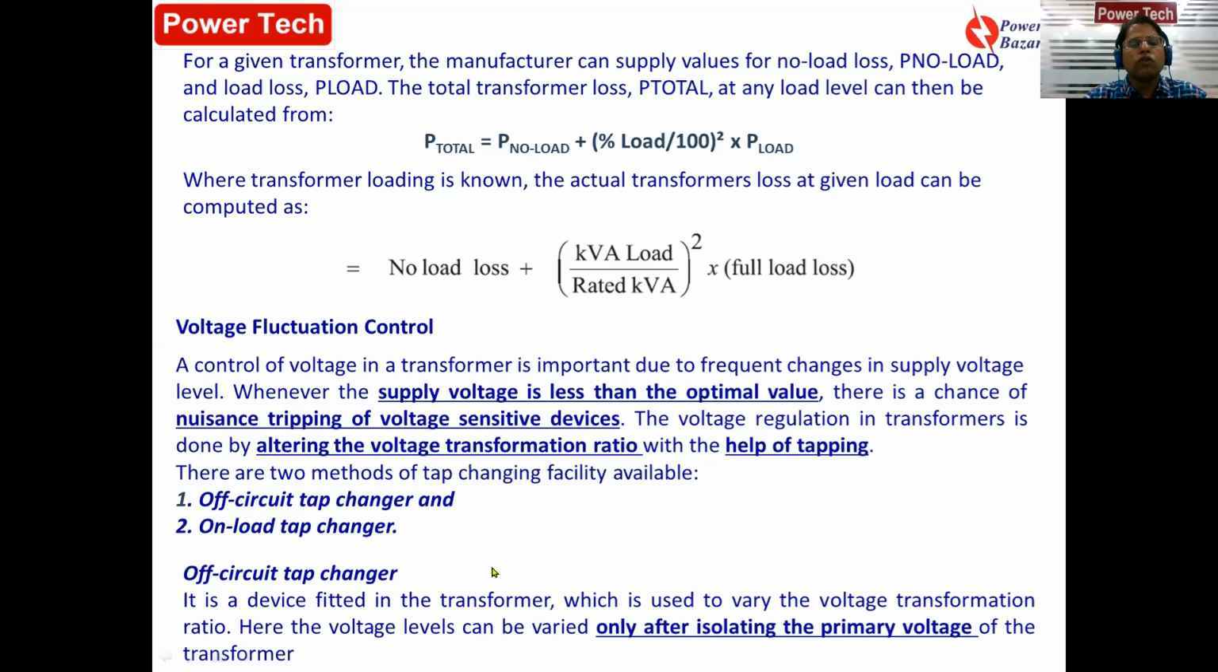But in case of off circuit tap changer, I need to switch off the transformer first. I have to disconnect the load. Then I have to move the tap, because when I move a contact in the windings, what will happen? Some spark will be there. So in case of off circuit tap changer, since the load is not there, the sparking will be less.